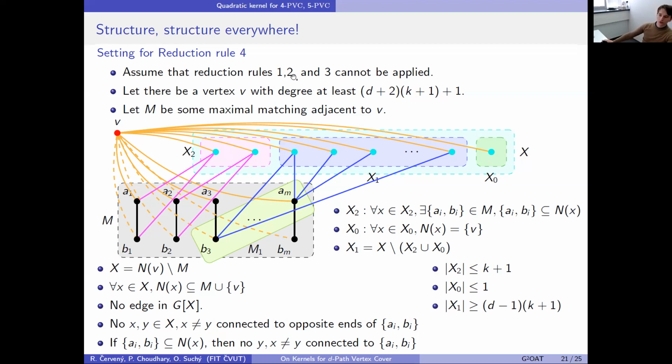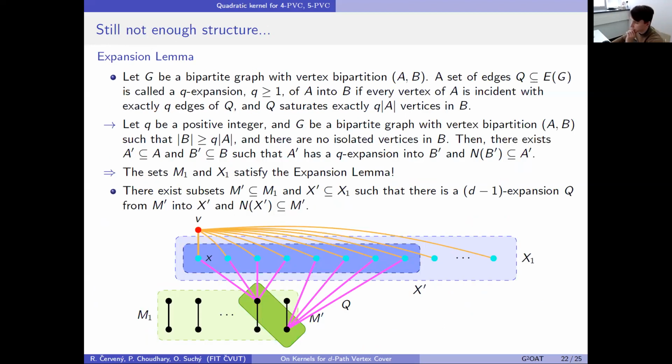I think it was 2. We deleted degree 1 vertices, more than 2 degree 1 vertices connected to one vertex. And then if we assume that the degree of the vertex V is at least this, then we can say that the size of X1 is at least d minus 1 times k plus 1. Okay, so this is it.